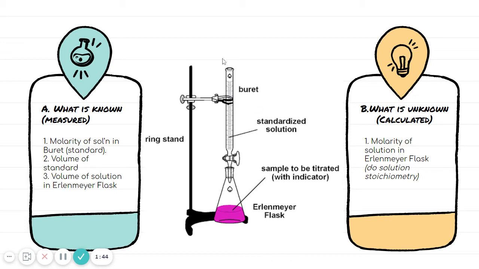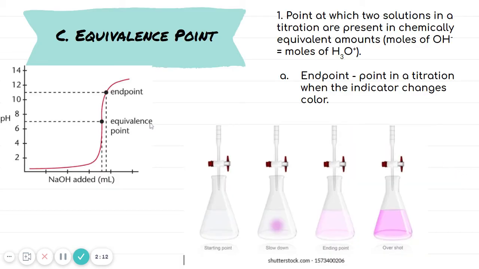So you'll know the molarity that you put in the burette. You'll be able to read the volume that you used from the burette, and you'll also know the volume of the solution that's in the Erlenmeyer flask. You're going to measure out a very specific volume. So then the only thing you don't really know is the molarity of that solution, which is what it says over here. What is unknown, or what are you going to calculate? You're going to do solution stoichiometry in order to calculate the molarity of the solution in the Erlenmeyer flask.